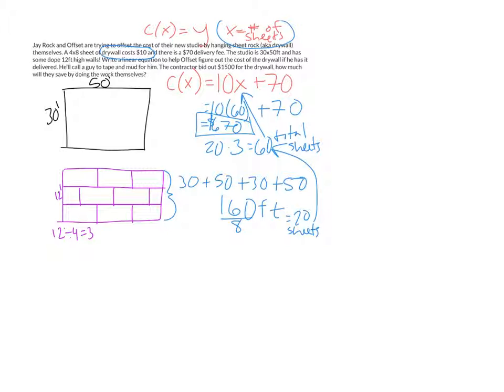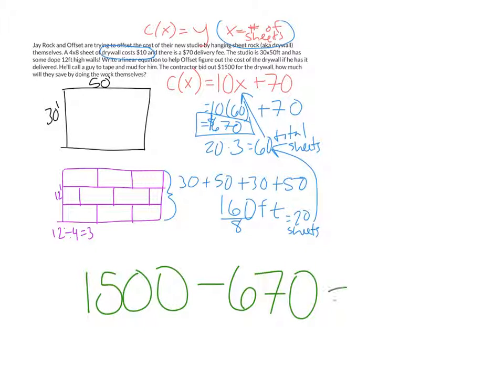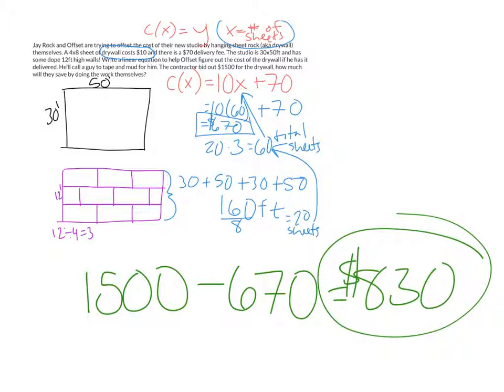Well, the contractor bid out, and I'm going to do this in green because we're going to be saving money. The contractor bid out $1,500, right? Their cost is $670. So if I subtract out the $670, I'm going to find out how much we save, and that's going to be $830. That is how much they're saving by doing it themselves.